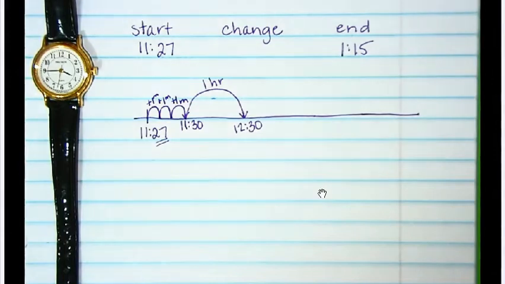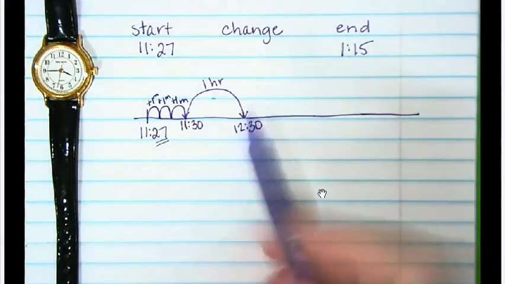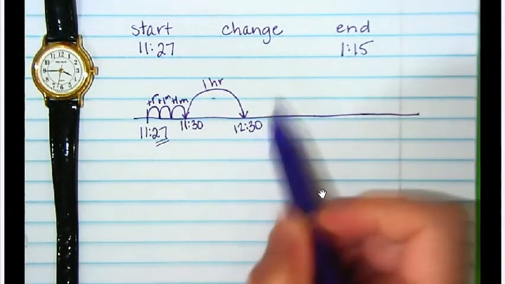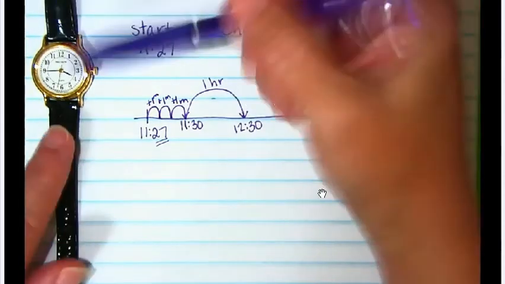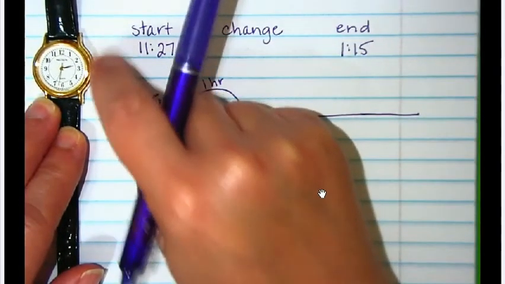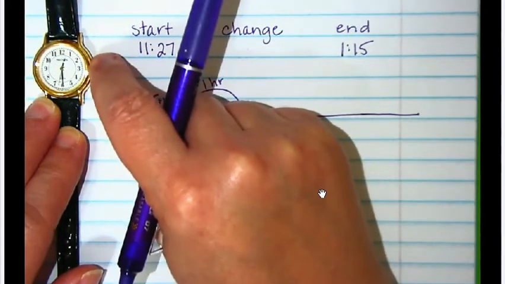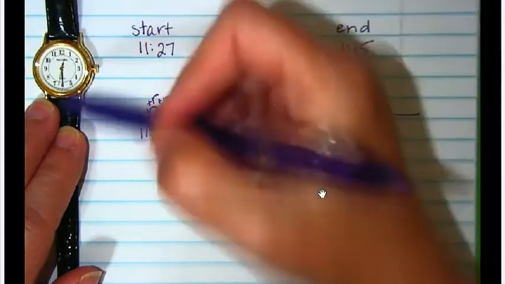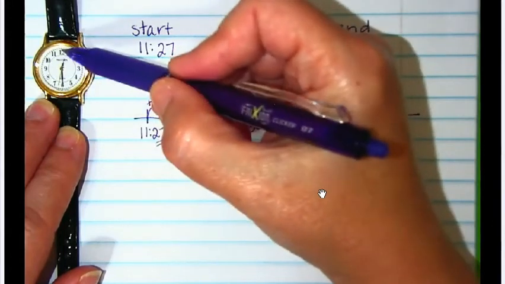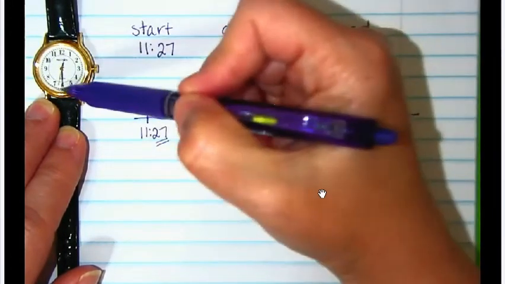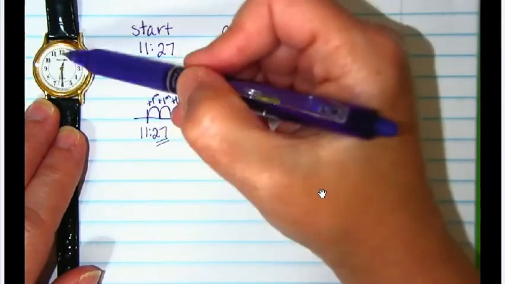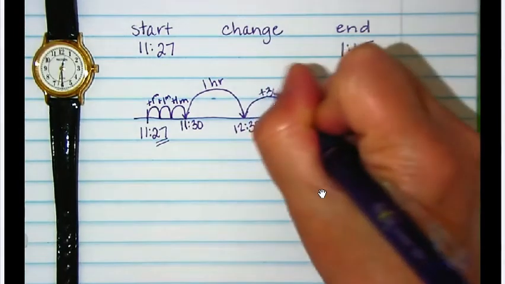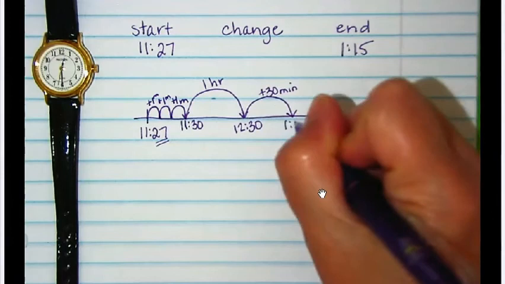Now I'm going to go to minutes. I can do my 5-minute increments or I can think bigger jumps. If I think a bigger jump, I'm at 12:30. So if I look at it on my watch, here's my 12:30. If I go forward 30 minutes because it's halfway, that's half an hour, and it's going to take me to 1 o'clock. So that's what I'm going to do. I'm going to add 30 minutes. That's going to take me to 1 o'clock.